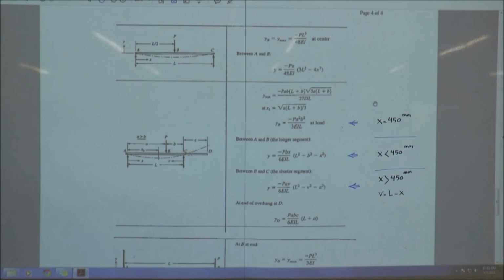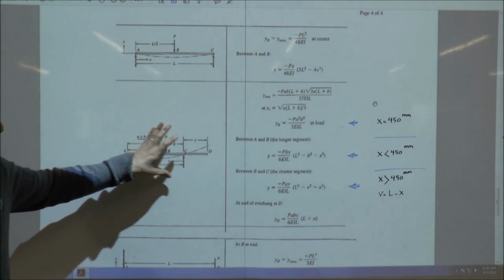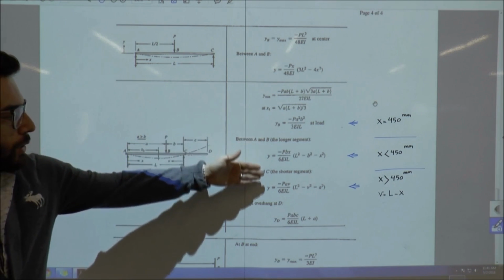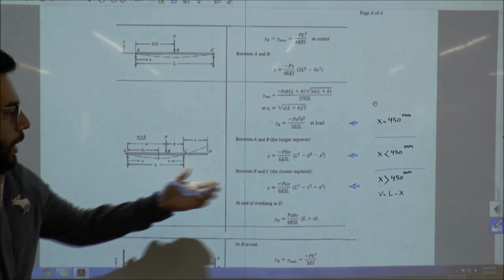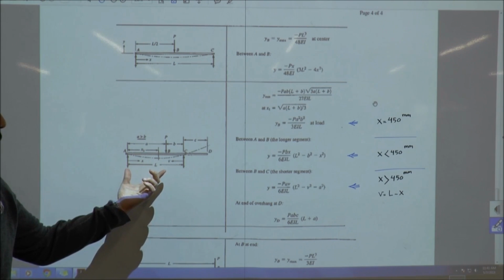To complete part A of the experiment, you need to determine the theoretical deflections as well. To do so, go to page 4 of the lab sheet, where you can find this figure and these formulas. This figure schematically shows the structure of our beam.